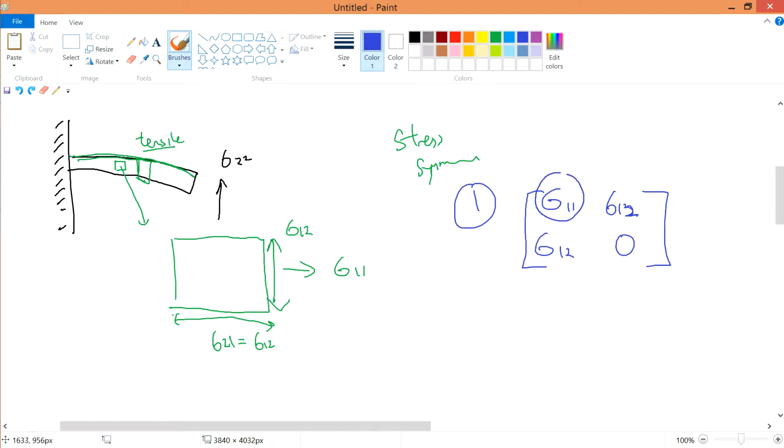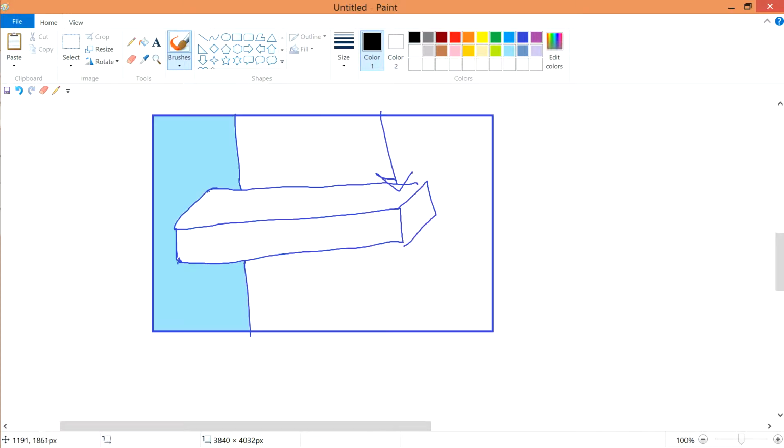Now, what are sigma 1, 1 and sigma 1, 2? How can we find these values? This is the next step. In order to calculate, we have to see it in terms of 3D. This is the beam. This whole thing is the beam in 3D, and it's attached onto the wall. Over time, this beam would actually bend because of the force over here.